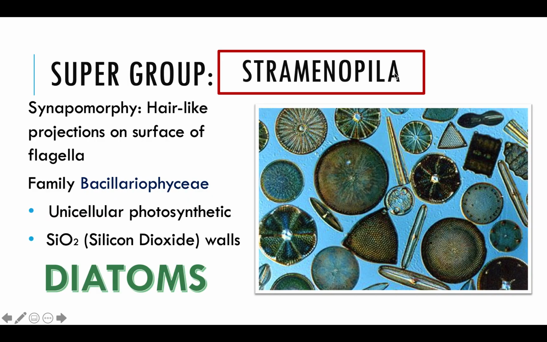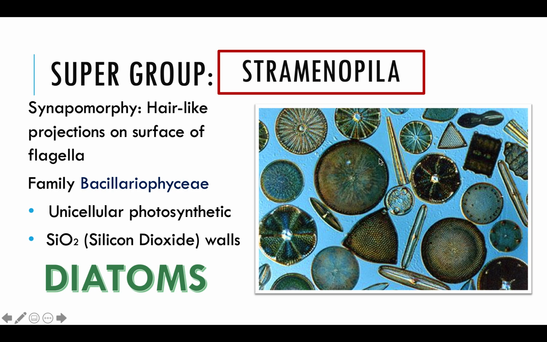Our next group, arguably my favorite one, is Straminophylla. And you have a couple different types of organisms, different protists in this group. The first one we're going to talk about is diatoms. So they come in all shapes and sizes. You'll need to draw some mixed diatoms. And their cell walls have silicon dioxide, which again is like glass.